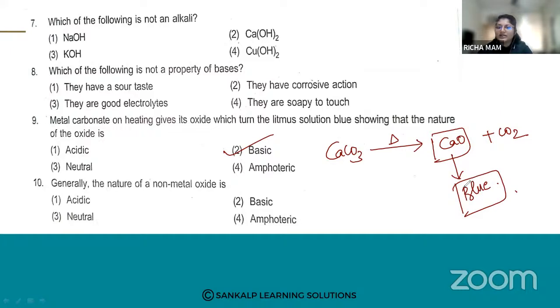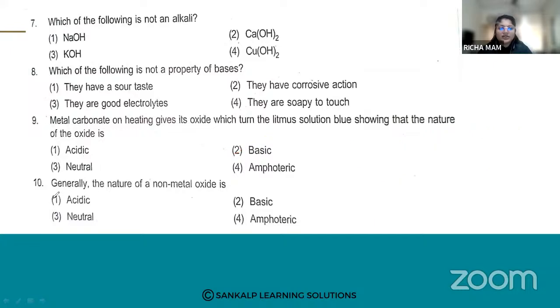And this calcium oxide will turn the litmus solution blue. That means the nature will be basic. It is basic in nature. So it will turn your red litmus blue. When you turn red litmus blue, then it is basic in nature.